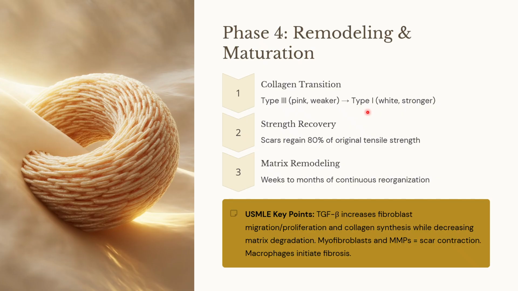What do they mean by it? Tensile strength is the ability to not break apart when pulled from both the ends. So that is tensile strength. The skin has that tensile strength. The scar which is formed will only have 80% of the original tensile strength. So matrix remodeling is weeks to months of continuous reorganization, such that the area forms almost similar to the original skin.